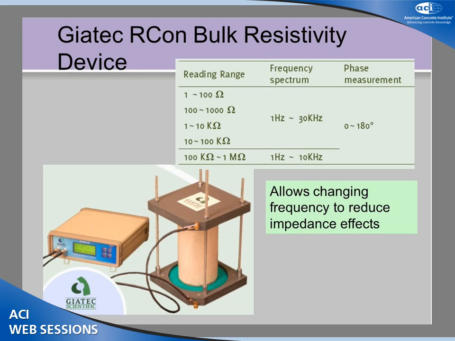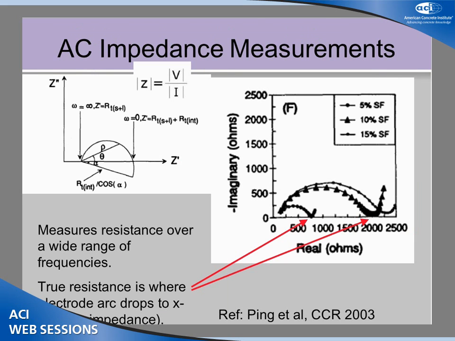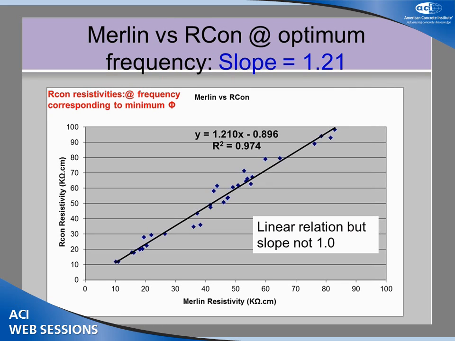It's pretty close. Now, also down in the display, you can see another piece of equipment by Geotech, their RCon device, and they use a variable frequency. They would do a frequency sweep and measure over a range of frequencies and pick a resistivity where they reduce the impedance effects, because resistivity is more complicated than you might think, in terms of there's high frequency and low frequency arcs, and you want to pick one where the line intercepts the axis where the impedance effects are reduced. And so from a scientific point of view, this seems to make a lot of sense.